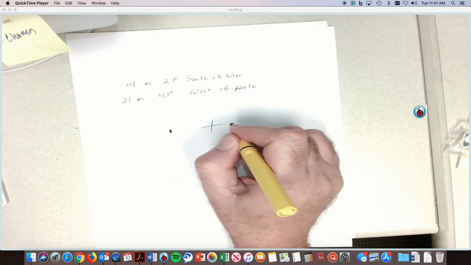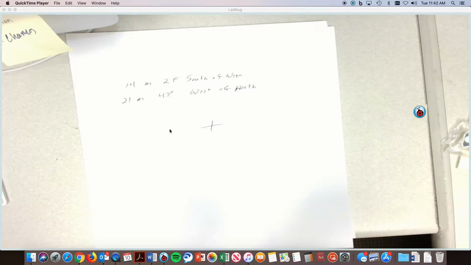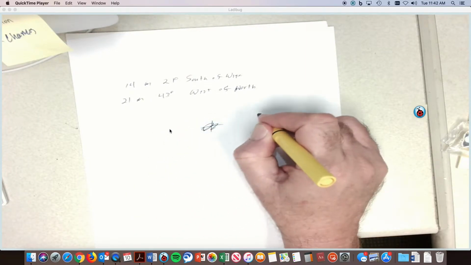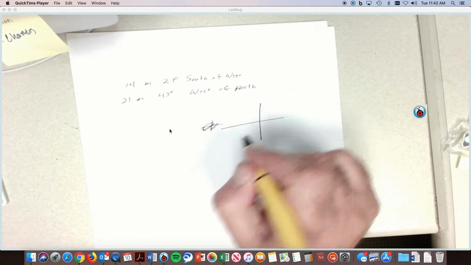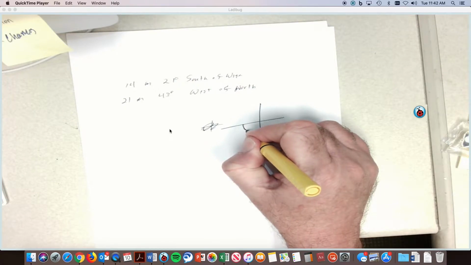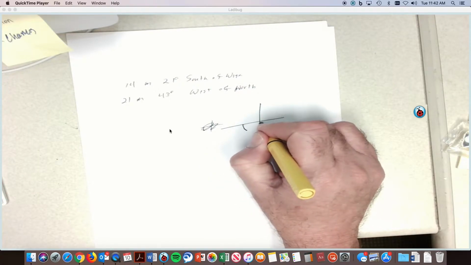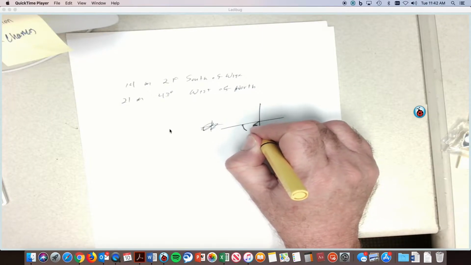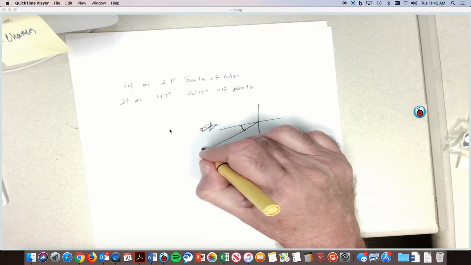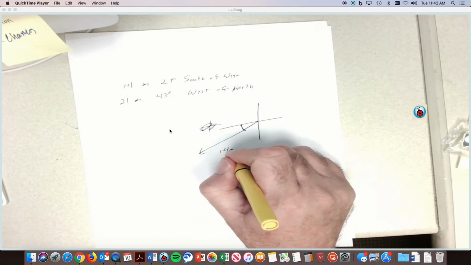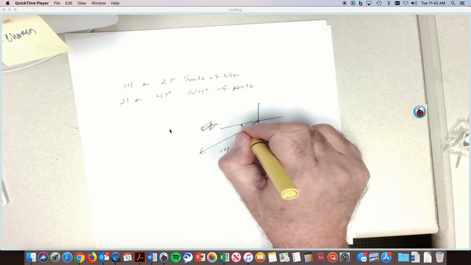This will not be drawn to scale, like I did on the last one graphically. He's going south, so let me draw this bigger. If it says south of west, that means our angle goes south of west. So we start on the west line and go south, like this. And that's 14 meters, at 21 degrees.